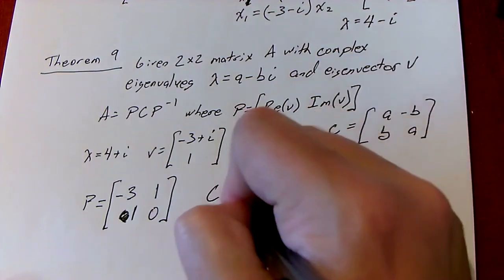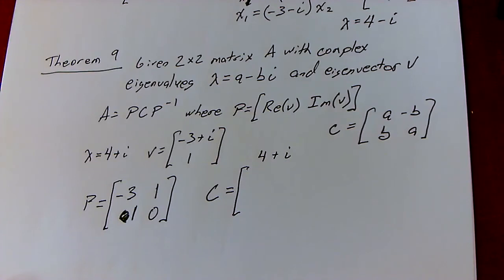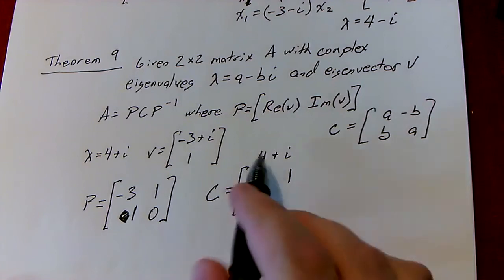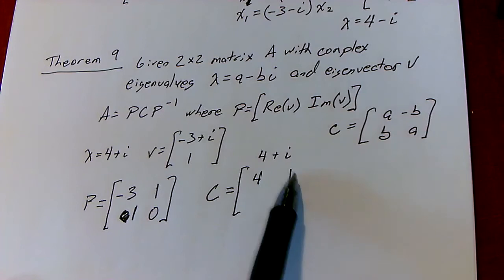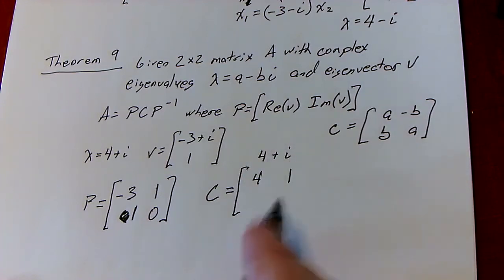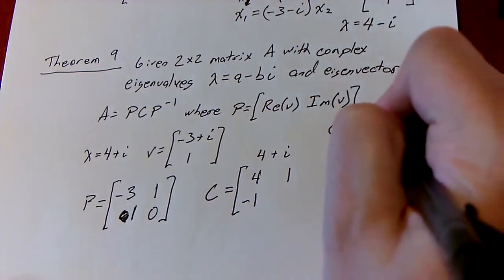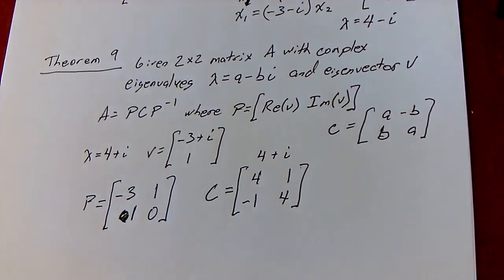you take your eigenvalue, in this case 4 plus i, and write it exactly as it reads as well. 4 and 1i, because remember the formula here is a minus bi, so it makes sense that it's switched around, okay? And then your second row, you're going to switch the sign on that. Notice that the b's here have opposite signs, so that's going to be -1 and 4. Okay?